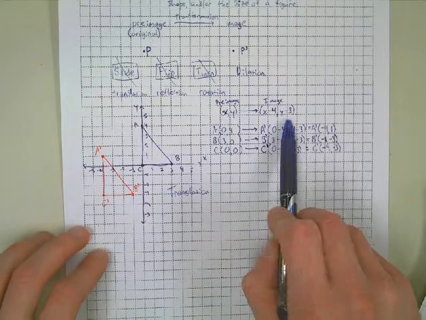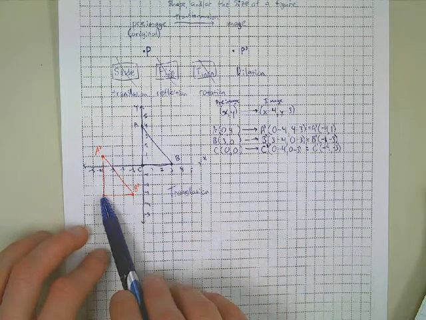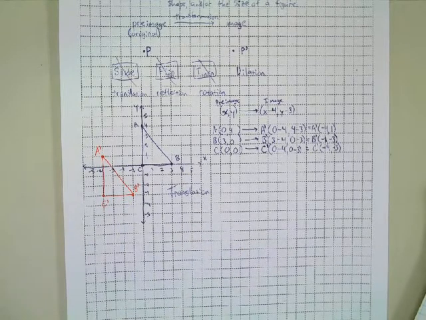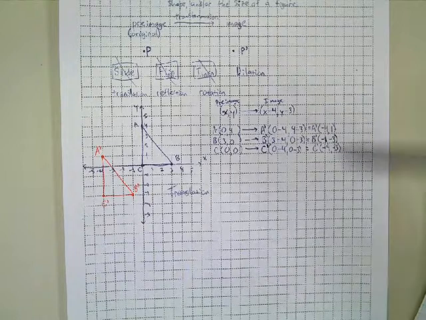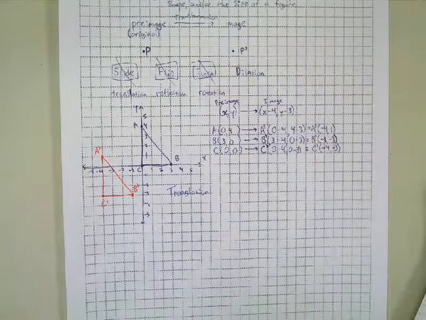You don't have to do these. However, if you see a transformation you're unfamiliar with, then you should do the table, right? That's what you can fall back on. All right, let's try another one here. So that was, in fact, a translation. All right, so let's look at another one.